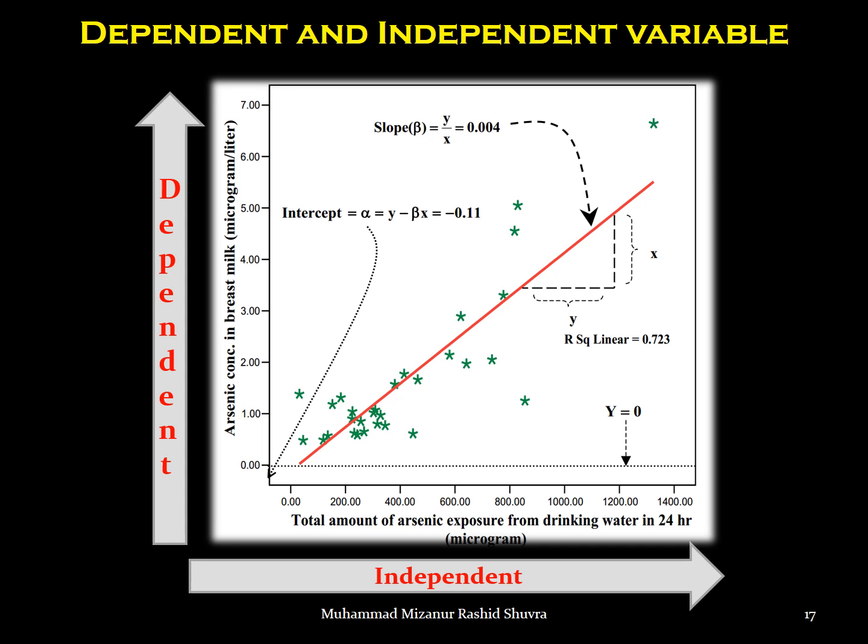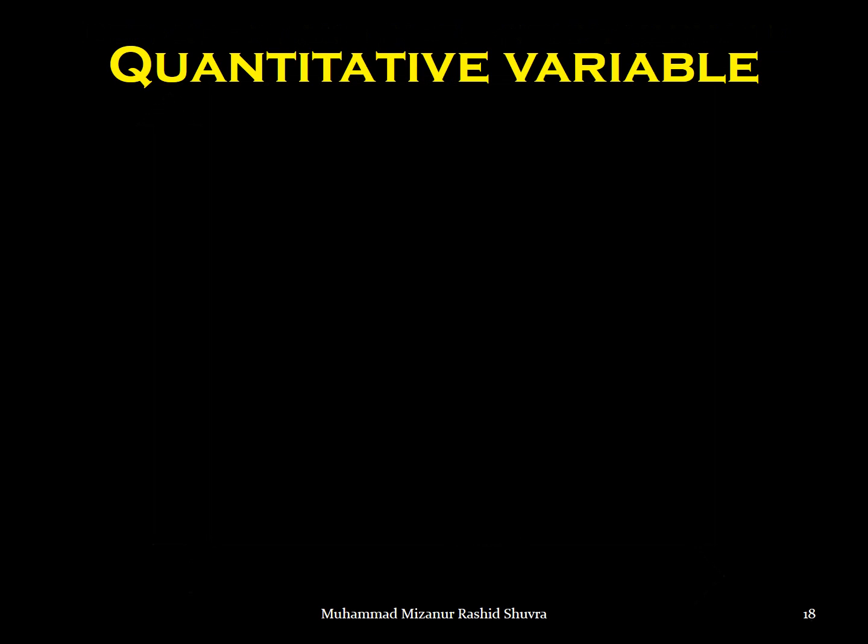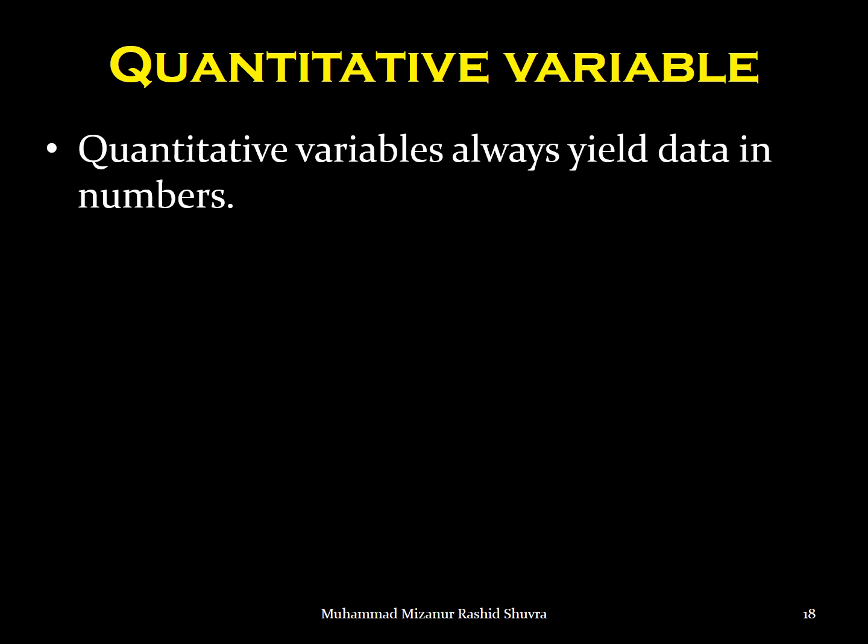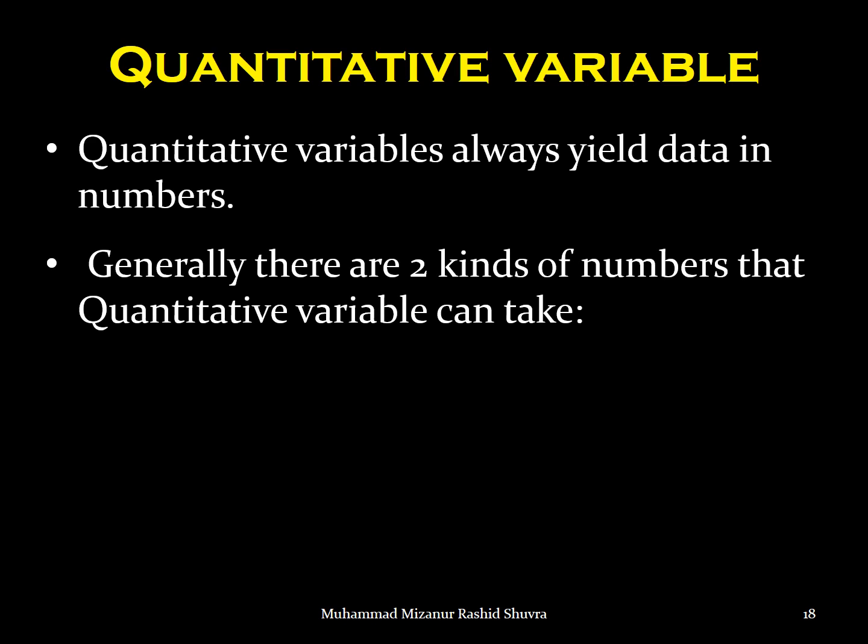Okay, moving on to quantitative a bit more. So it's kind of like also summarizing. Quantitative variables always yield data in numbers. Remember that, we know that already. Generally, there are two kinds of numbers that quantitative variables can take, generally speaking. Okay, and we will discuss this a little later when we talk about data exclusively, nature of the data.